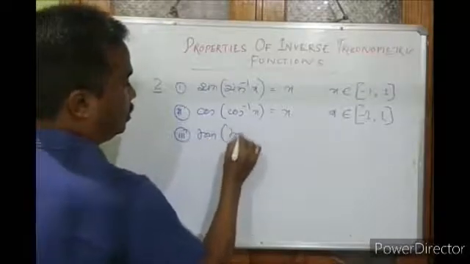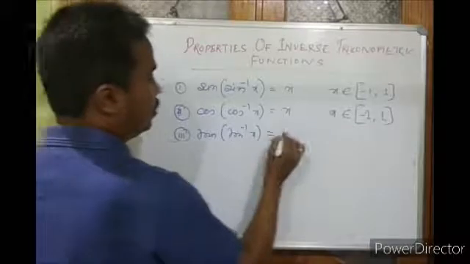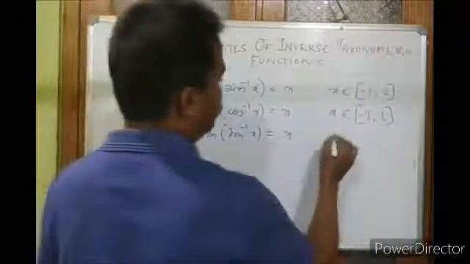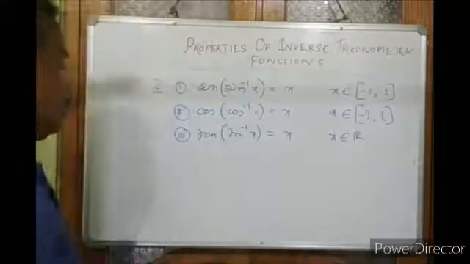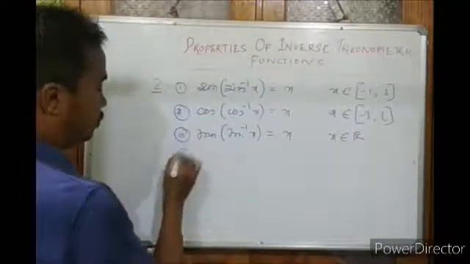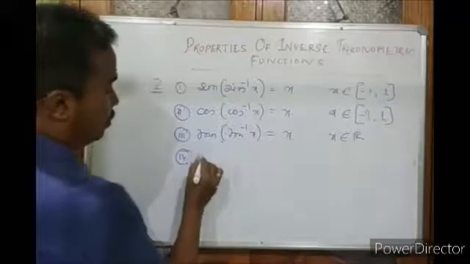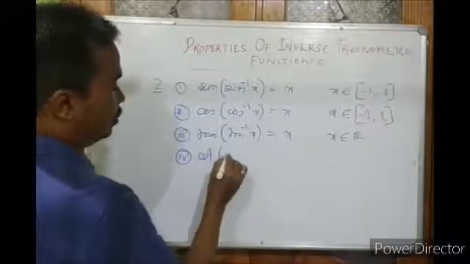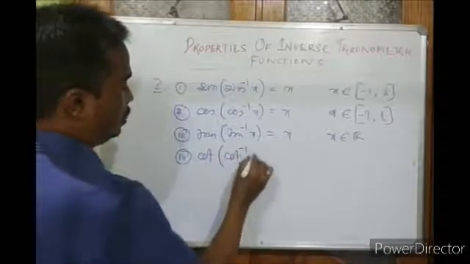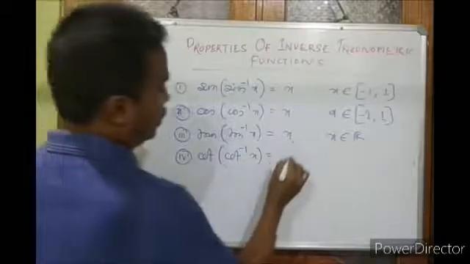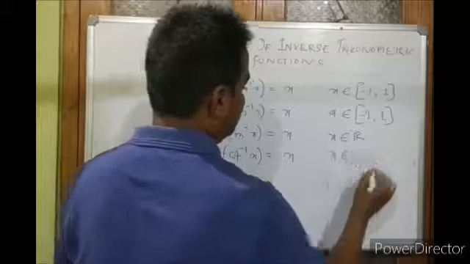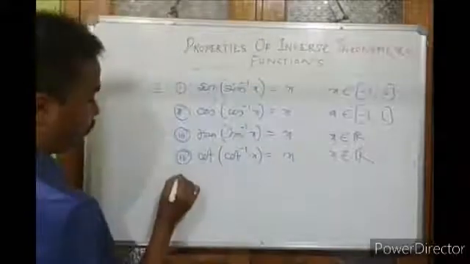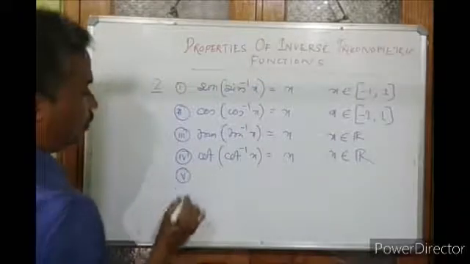Number 3, tan of tan inverse x is equal to x. This is true for any real number. Number 4, cot of cot inverse x is equal to x, where x belongs to any real number.